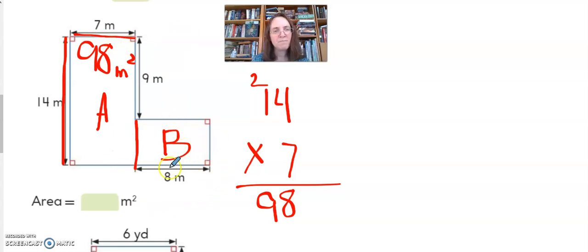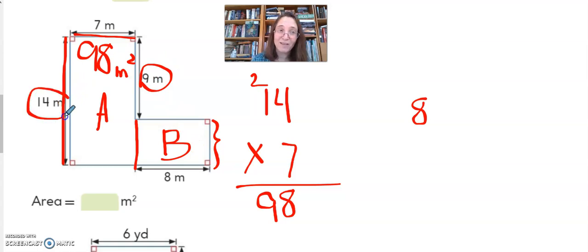Now here I've got a bit of a puzzle. I know that this side is 8, so I'm definitely multiplying something by 8. But I'm not sure how big this is. But wait, I can use this 9 and this 14 to help me out. So 14 minus 9 would leave this distance right here, and that is 5. Then I can figure out that 8 times 5 equals 40. And so now I know that the area of rectangle B is 40 meters square.